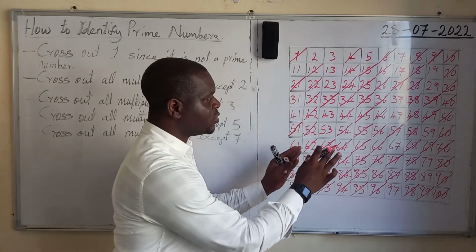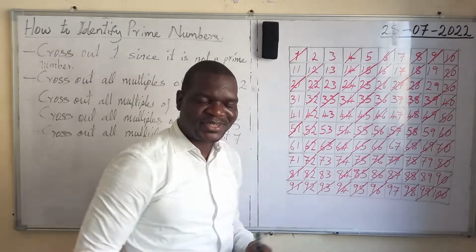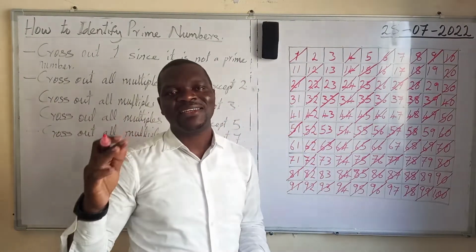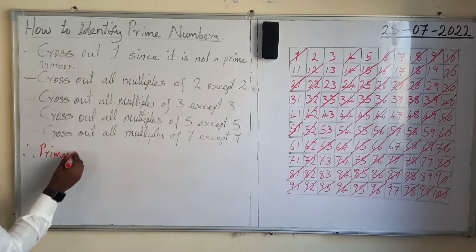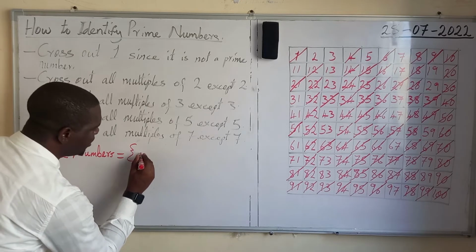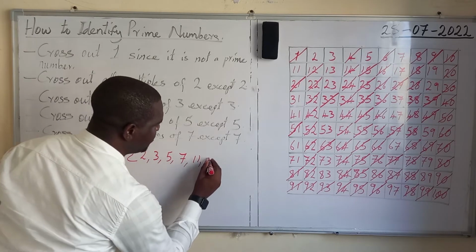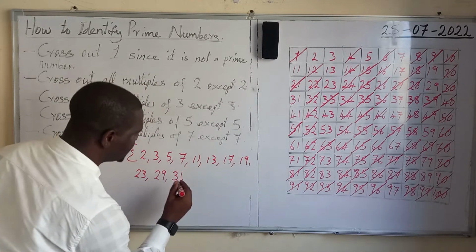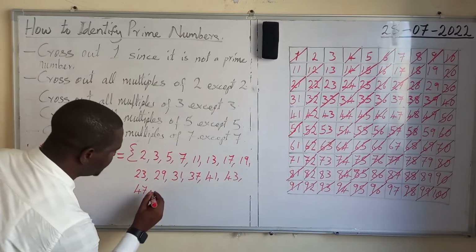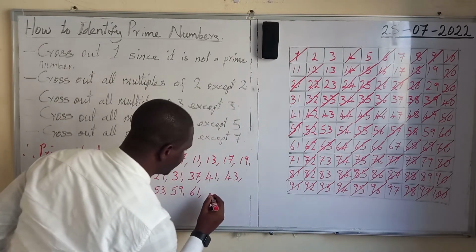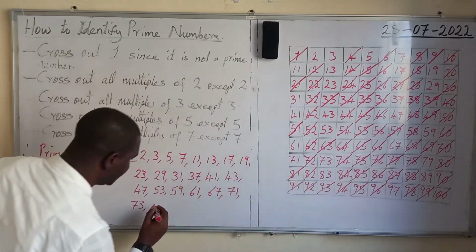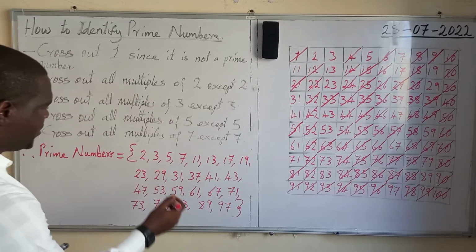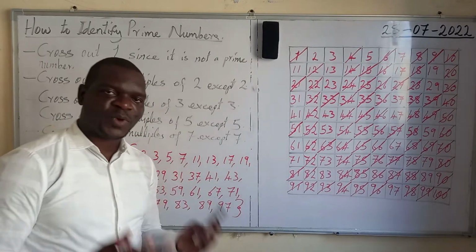Once this is all done, then we can identify the rest of the numbers which have not been crossed out as the prime numbers between 1 and 100. Therefore, prime numbers, starting with the smallest, are 2, 3, 5, 7, 11, 13, 17, 19, 23, 29, 31, 37, 41, 43, 47, 53, 59, 61, 67, 71, 73, 79, 83, 89, and finally 97. These are the prime numbers between 1 and 100.